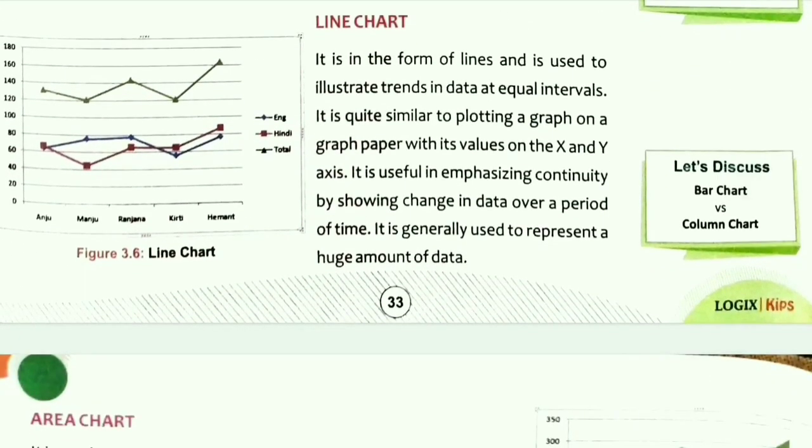The next one is line chart. As you can see, the line chart is given in figure 3.6. It is in the form of lines and is used to illustrate trends in data at equal intervals. It is quite similar to plotting a graph on a graph paper with its values on the x and y axis. It is useful in emphasizing continuity by showing change in data over a period of time. It is generally used to represent a huge amount of data.